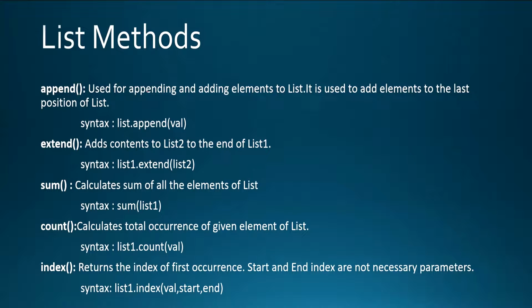These are a few of the methods that are available in lists. Append. This is used to add elements to the end of the list. This is the syntax for append: list.append, and whatever value we want to append at the end, we have to specify within the parentheses. Extend. If you have two lists, list1 and list2, and you want to add the elements of list2 to the end of list1, you can use the extend keyword. This is the syntax: list1.extend(list2).